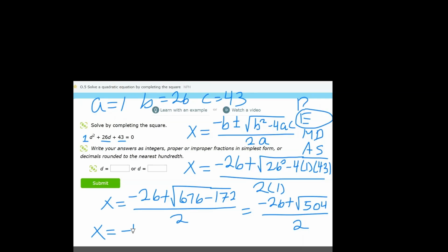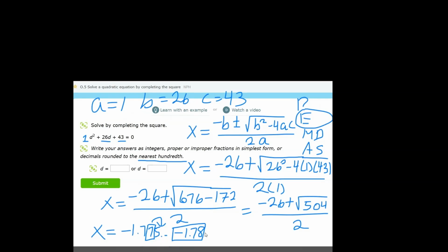1.775, etc. Now the problem wants us to round to the nearest hundredths. So we're going to look at our hundredths place and look to our right-door neighbor. And because it's 5 and higher, we're going to round up and we're going to get negative 1.78. So that is one of our answers.